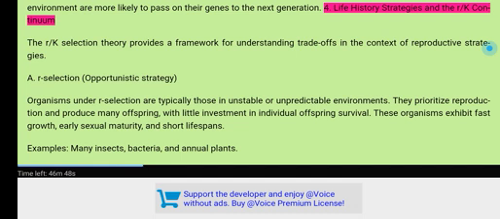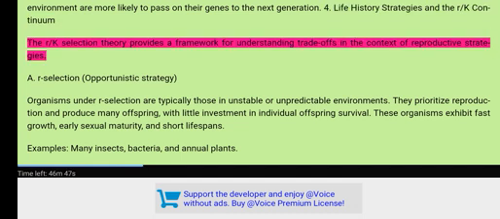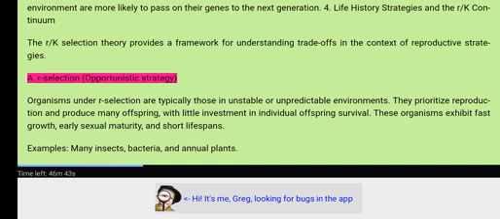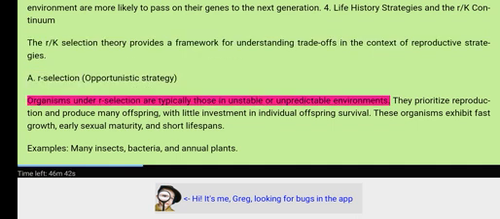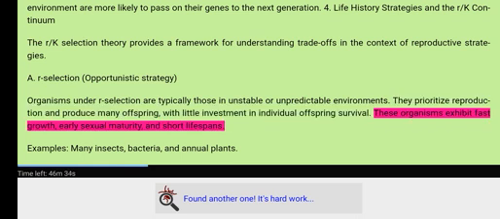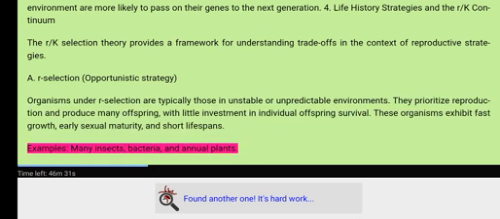4. Life history strategies in the R-K continuum. The R-K selection theory provides a framework for understanding trade-offs in the context of reproductive strategies. R selection, opportunistic strategy. Organisms under R selection are typically those in unstable or unpredictable environments. They prioritize reproduction and produce many offspring, with little investment in individual offspring survival. These organisms exhibit fast growth, early sexual maturity, and short lifespans. Examples: many insects, bacteria, and annual plants.